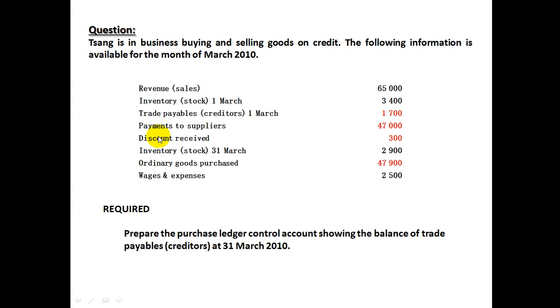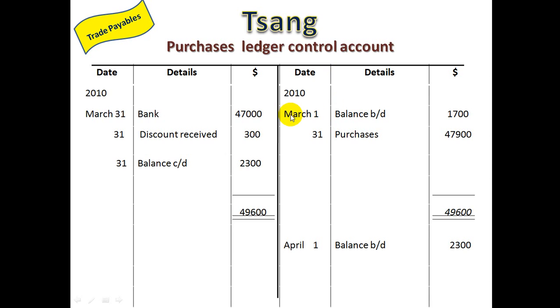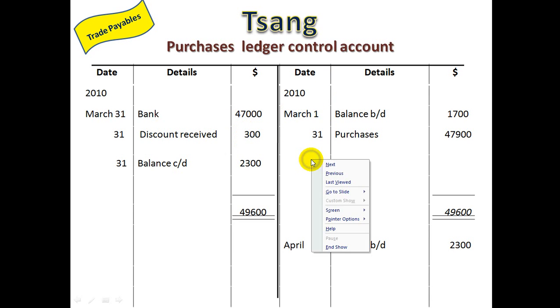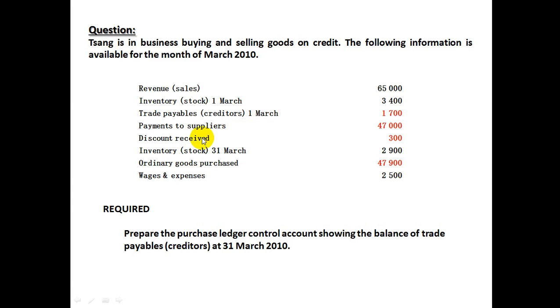Let's look at more information. Discount received 300. Our suppliers had given us a discount of 300 on the amount due. So this discount received will actually decrease our payables. Therefore, discount received will also come on the debit side. What more information is given? Ending stock has no link with it, so ignore it.